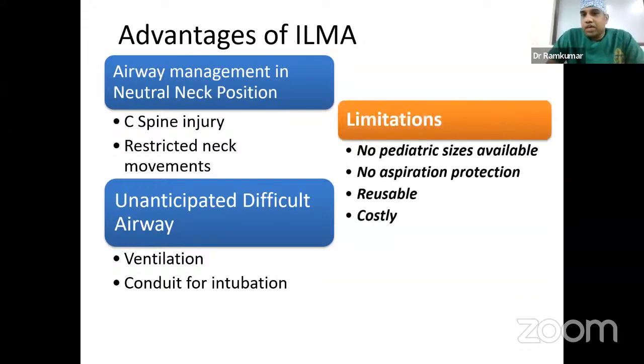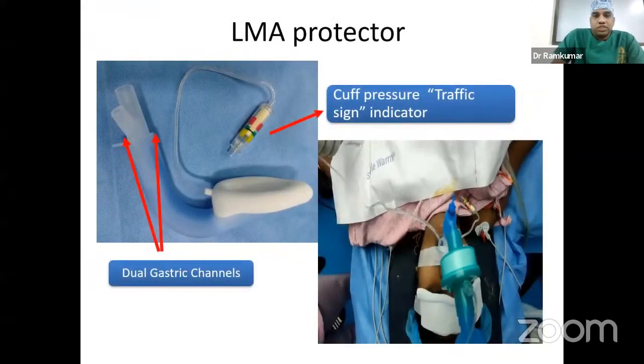The limitations are that there is no pediatric size available. It's available in sizes 3, 4, 5. And it has no protection against aspiration. So that's the issue. It's a reusable device, so the chance of infection is still high. And it's quite costly as well, around 40,000 bucks. So those are the advantages and limitations of the ILMA.